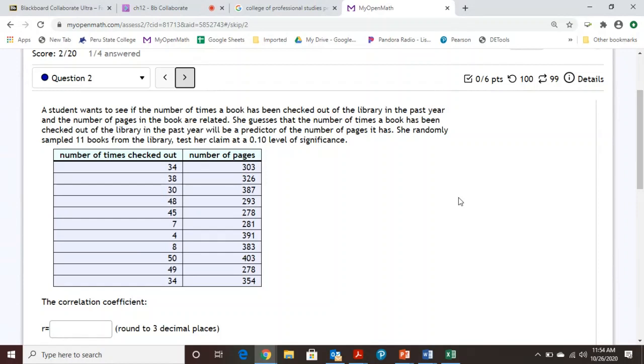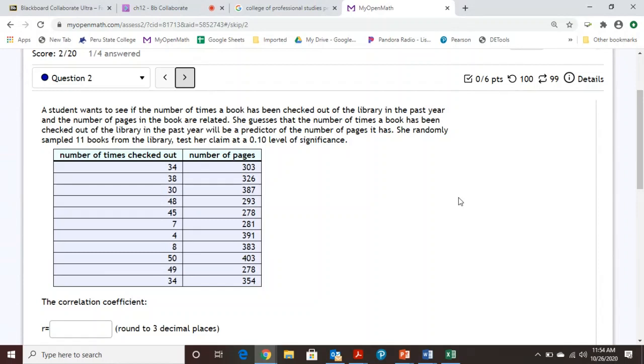So 303, 326, 387, 293, 278, 281, 391, 383, 403, oh my goodness, 278, and 354. It's always a good idea to check those after you're done. I don't feel like it, but they both have 11 in them, so that makes me feel good.